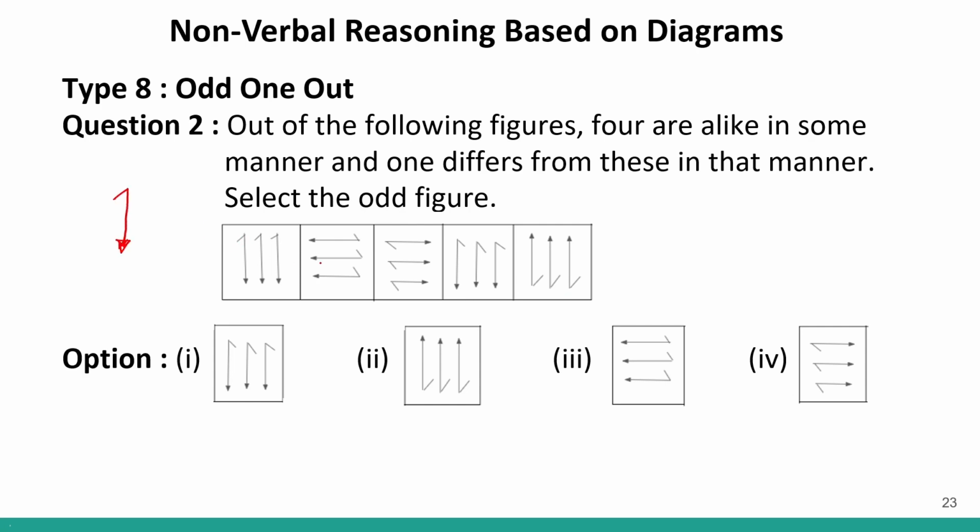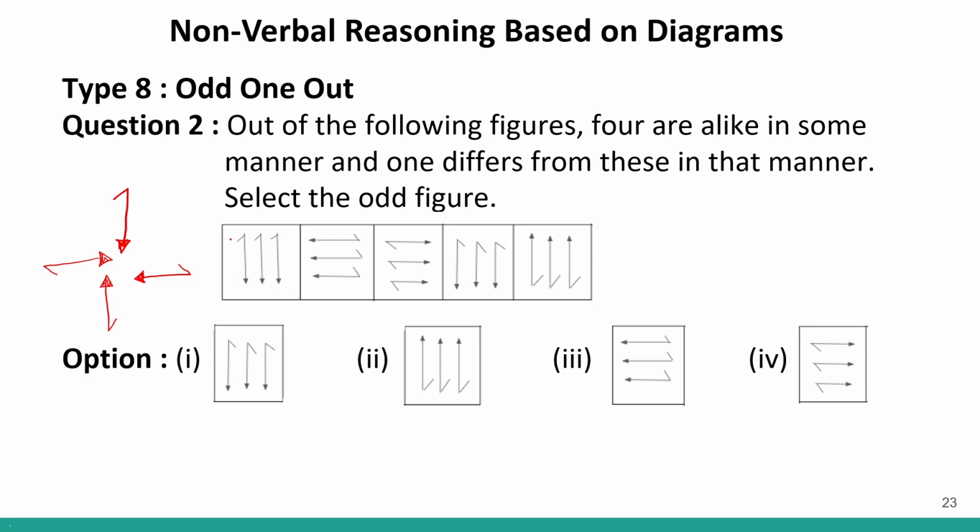So every figure has 3 arrows and they are facing different directions. If I rotate this arrow clockwise, it will look like this, correct? And if I rotate this again clockwise, it will look something like this. And again, if I rotate this clockwise, it will look something like this, correct?